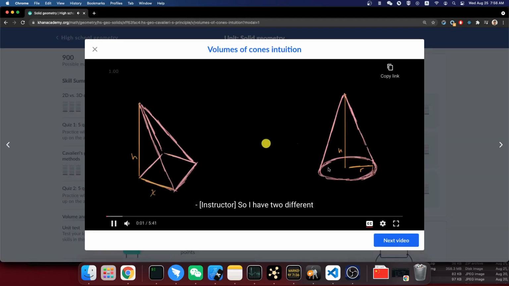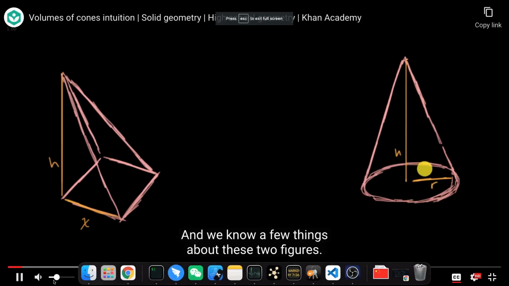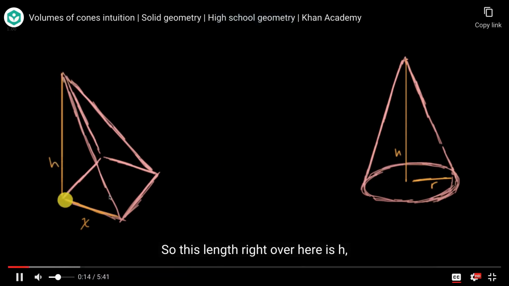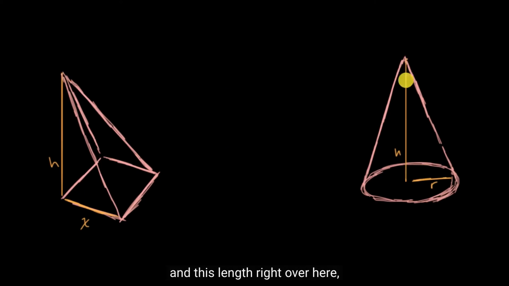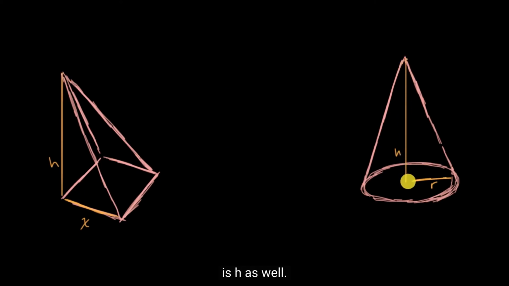So I have two different three-dimensional figures here. I have a pyramid here on the left, and I have a cone here on the right. And we know a few things about these two figures. First of all, they have the exact same height. So this length right over here is h, and this length right over here, going from the peak to the center of the base, is h as well.